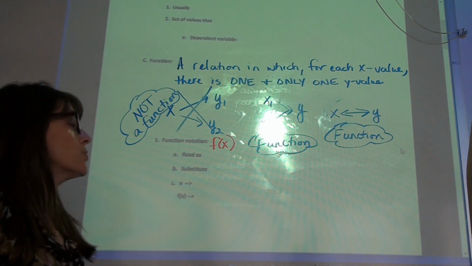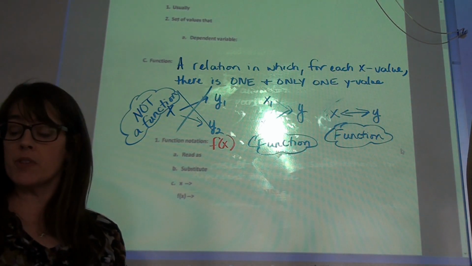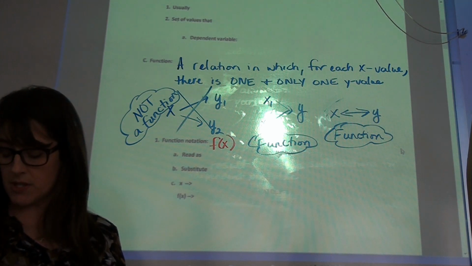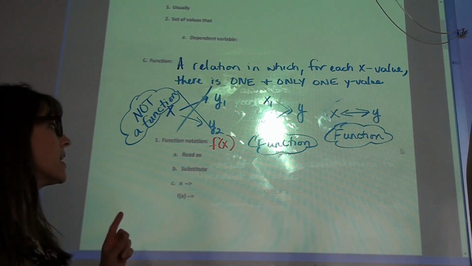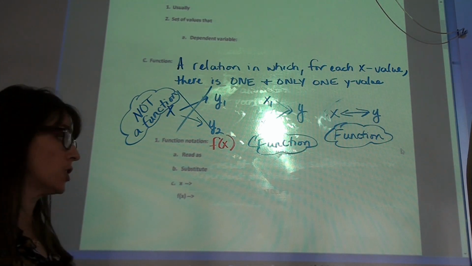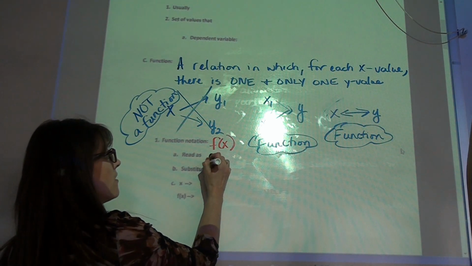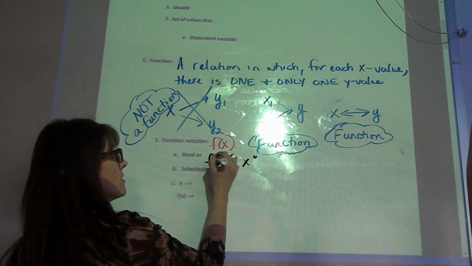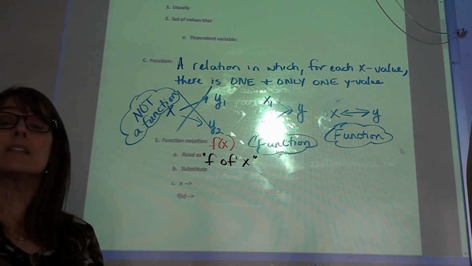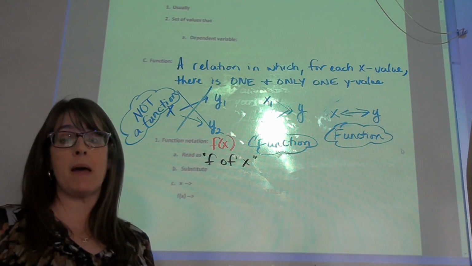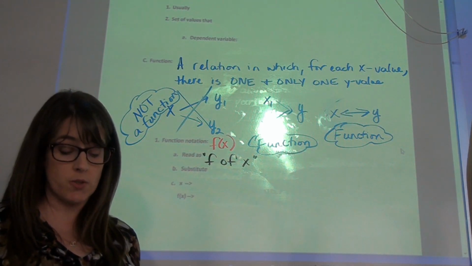Now, typically we're used to saying that if something is inside parentheses and something is right up against the parentheses, then that indicates multiplication. This actually does not indicate multiplication. We read this as f of x. So it is simply notation. It is not a mathematical operation at all, just notation.